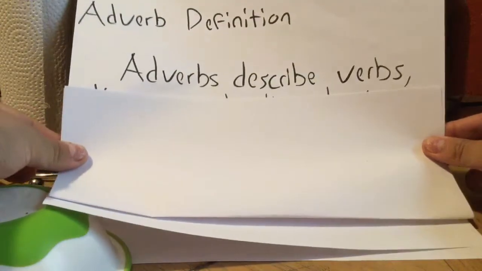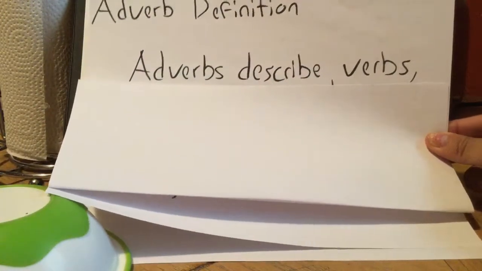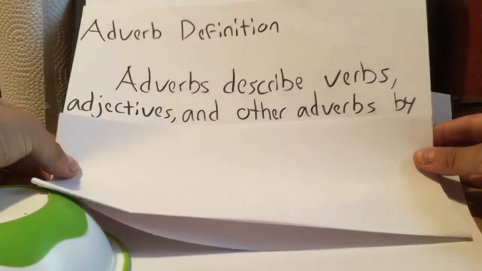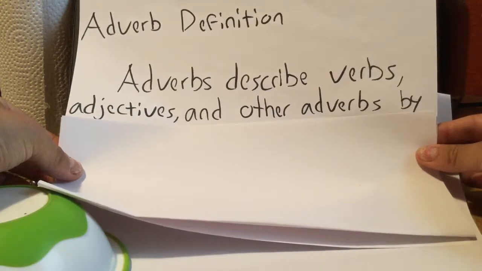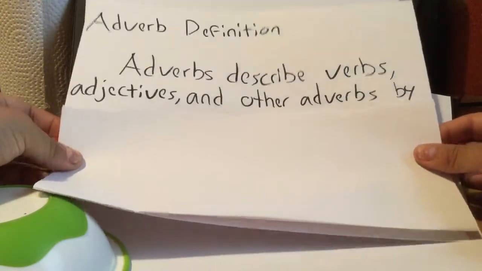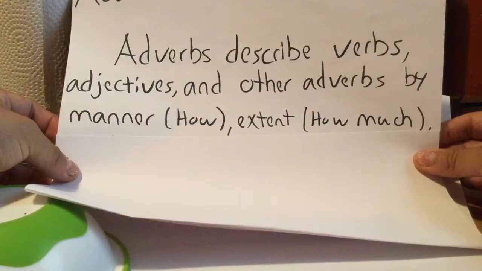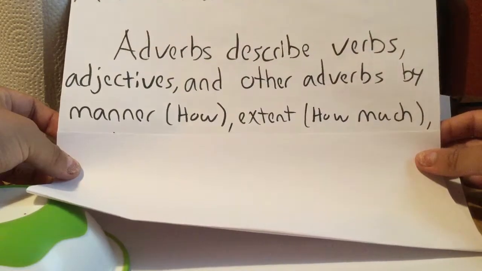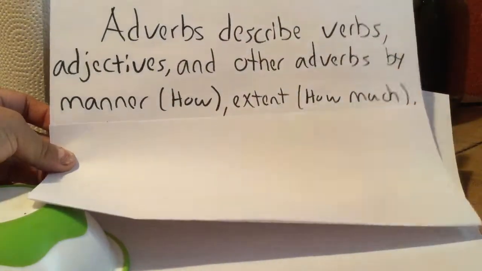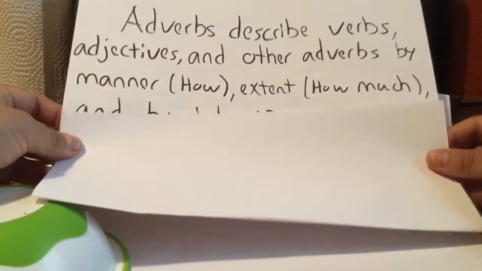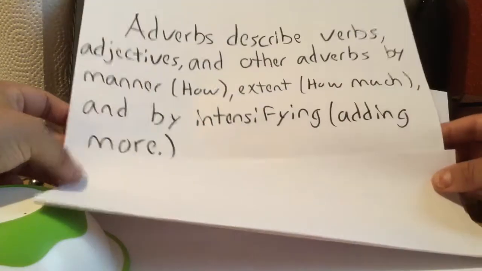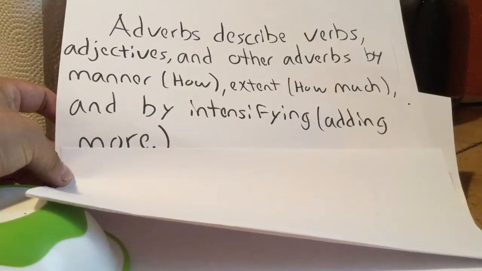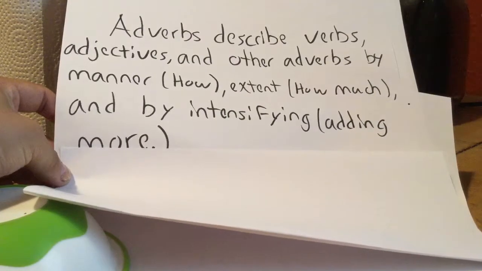Let's see, I got the definition there. But that's not all. Adverbs can also describe adjectives and other adverbs. Interesting, huh? Okay, so then we can do that by manner, by how it happened, like we did in the first example. It quickly ran home. The extent, how much. George barely made it to school, so he barely made the close call. And by intensifying, by adding more. So when the car stopped and he suddenly stopped, it made it more dramatic and more intense, right?